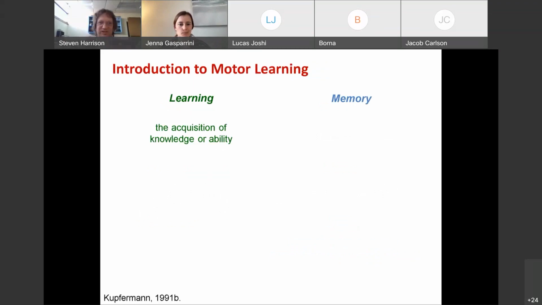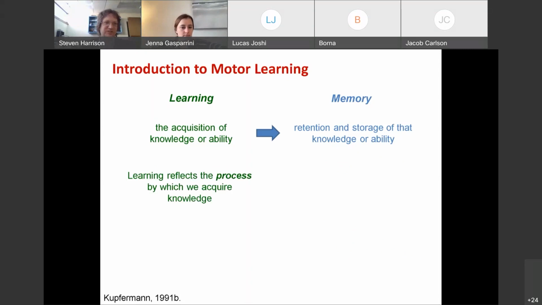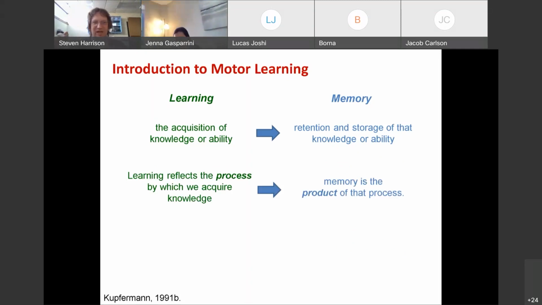Here are two other terms: learning and memory. Learning is the acquisition of knowledge or ability, and memory is the retention and storage of that knowledge or ability. Memory refers to resources that support learning to occur. Learning reflects the process by which we acquire knowledge, and memory is the product of that process, what we're actually able to see measurably change.